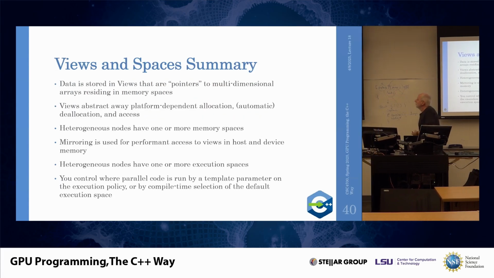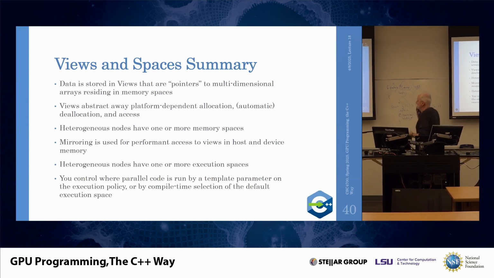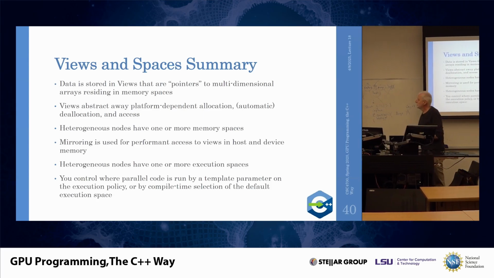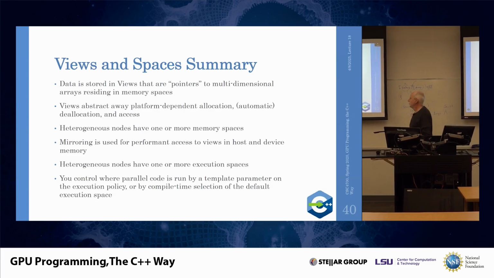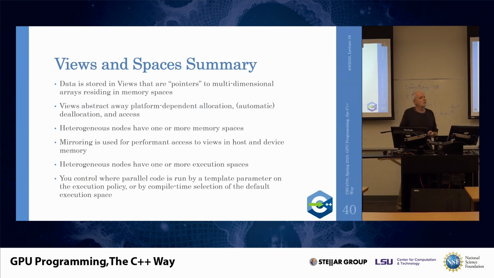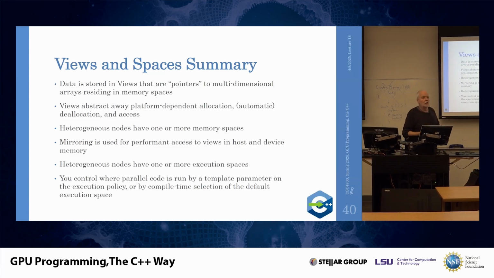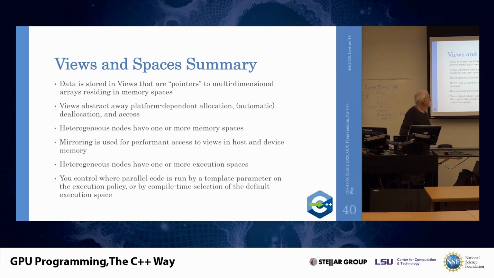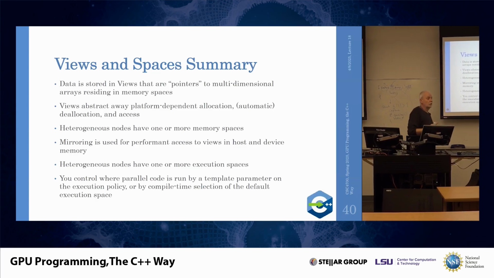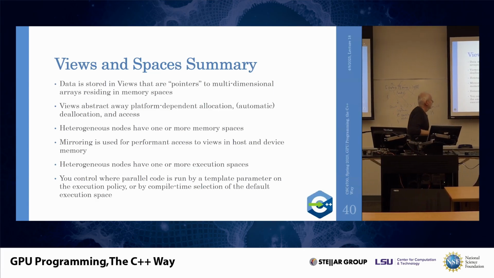Okay, just in summary, the data is stored in views, which are pointers to multidimensional arrays. The data itself resides in memory spaces. The view abstracts away platform-dependent allocation, because in different address spaces we have to use different allocation schemes, different allocation functions. On the CPU it's malloc, on CUDA it's CUDA malloc, on other devices it's something completely different. In heterogeneous nodes we have one or more memory spaces, so we have to use mirroring to make sure that we can handle these situations.